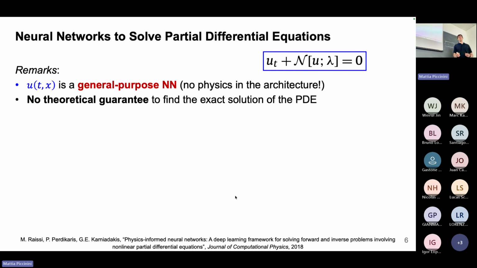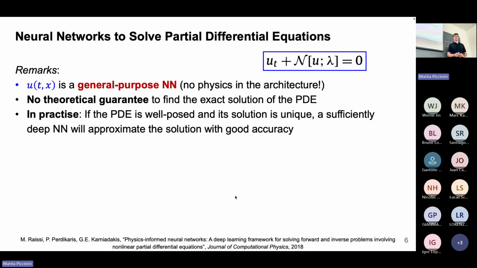Also, there's no guarantee that we're going to solve the PDE. It's just a gradient descent algorithm in which we want to penalize the violations of the PDE. But there's no guarantee that we find the exact solution. We may also converge to a bad local minimum. But in practice, it turns out that if the PDE is well posed, so at least if the solution is unique, which happens for many physical systems, then a sufficiently deep neural network, with many hidden layers, can approximate its solution quite well.